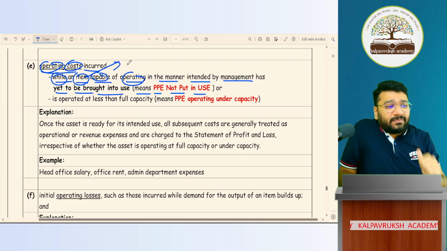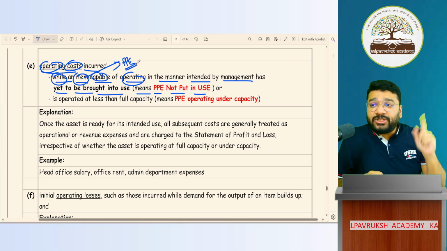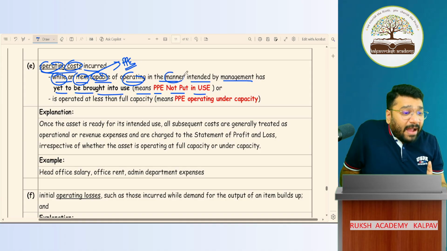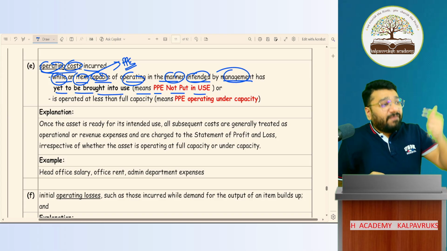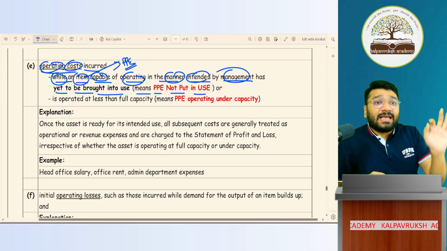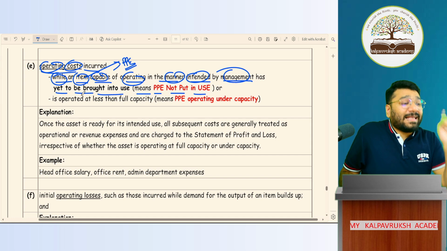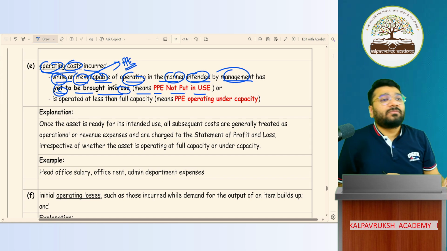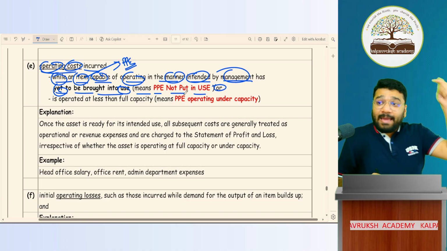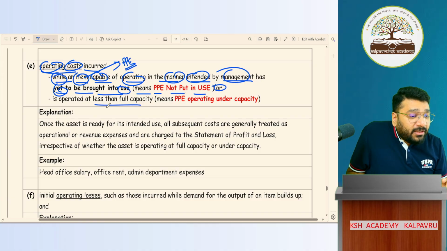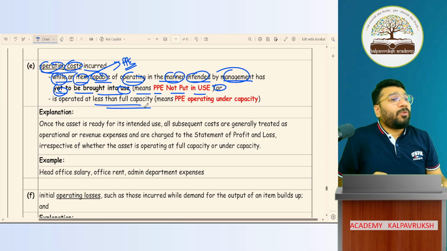Which item? PPE, machinery, is capable of operating in the manner intended by management, the way I want. The asset is ready to perform, which means the asset is ready for use. But that asset I'm yet to use, or I'm using it, but not at full capacity.